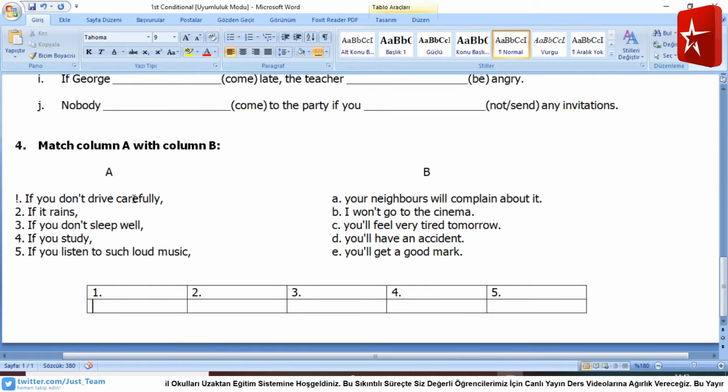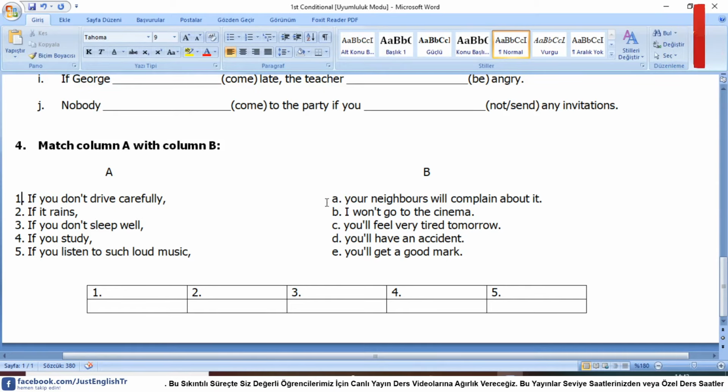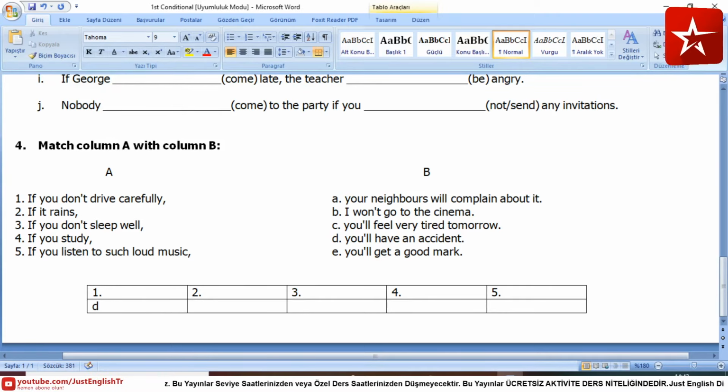If you don't drive carefully, which answer should be correct? We should match the sentences, the numbers to the letters. Number one, if you don't drive carefully, what? Number one is D. You will have an accident. Yes, Sena, thank you. Thanks so much. Yes, number one is D. D is the correct answer.